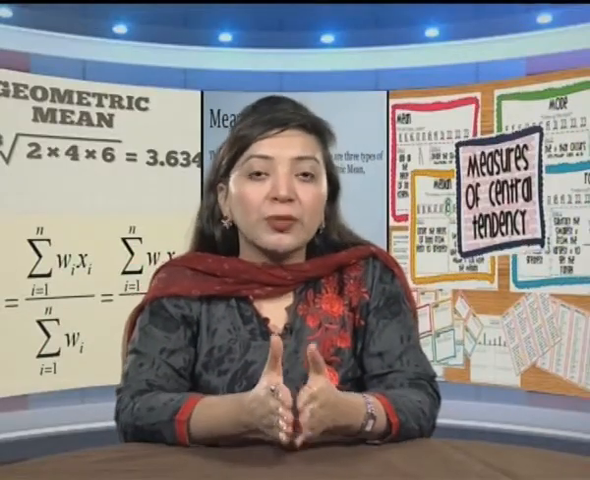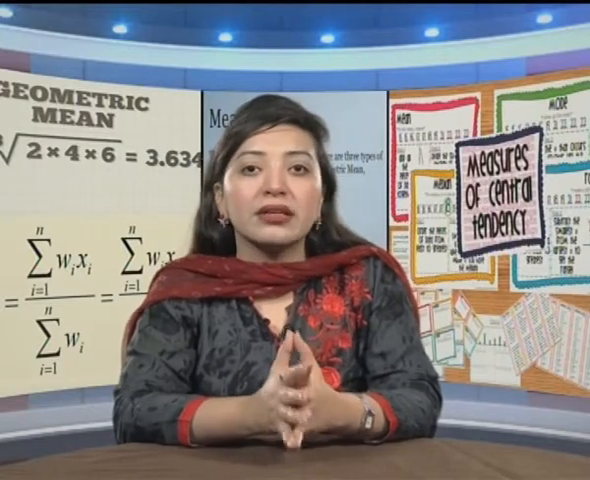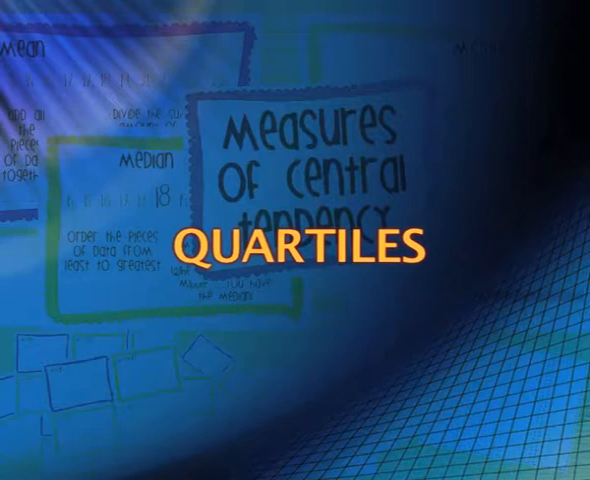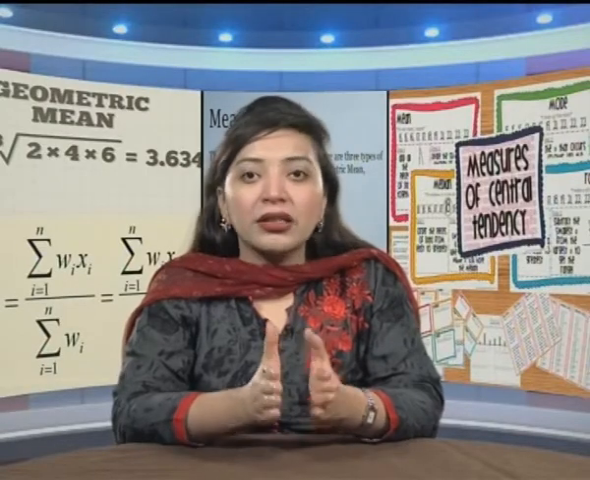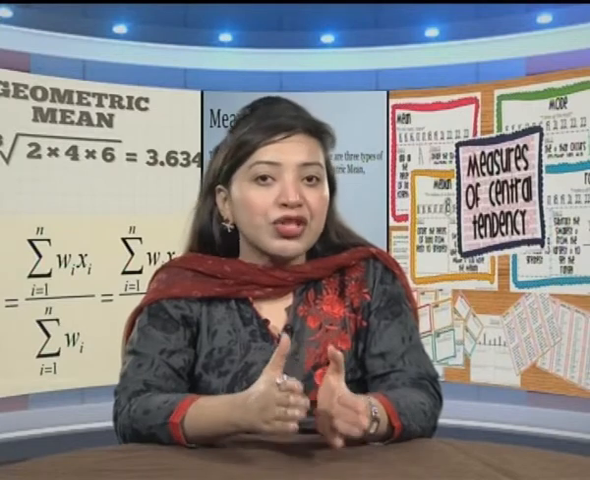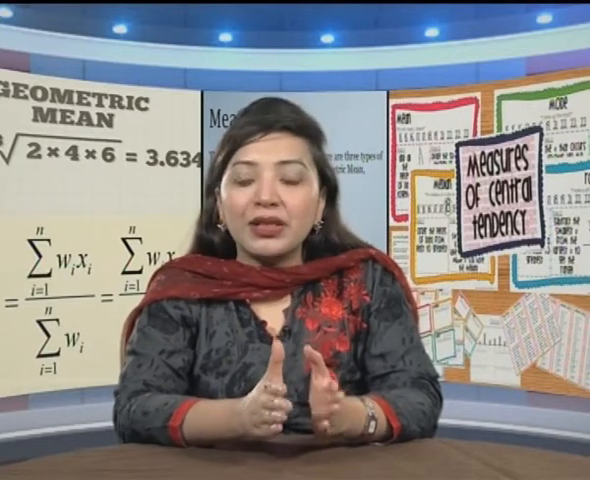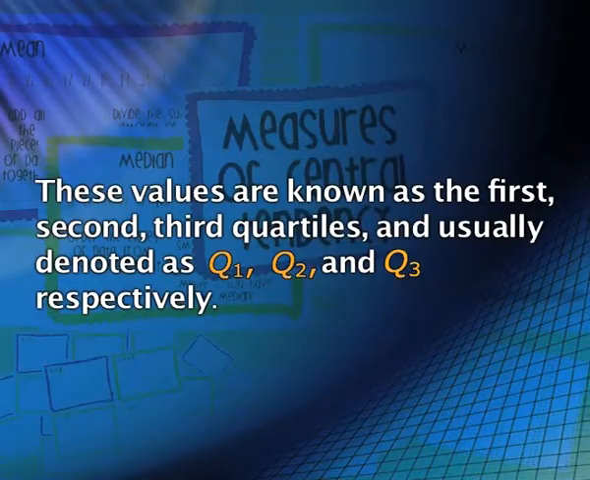So that brings us to discuss the next topic, which is about the positional averages, and the first one is quartiles. We have seen above that the median is the value which divides the data into 2 equal halves. The quartiles are the values which divide the data into 4 equal parts. These values are known as the first, second and third quartiles, and usually they are denoted as Q1, Q2 and Q3 respectively.